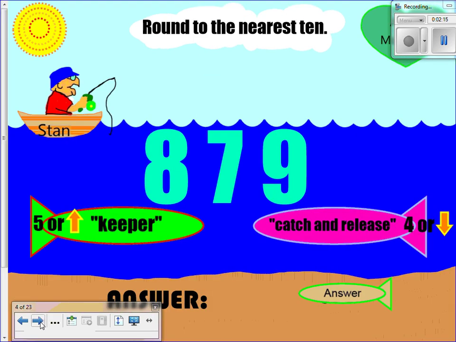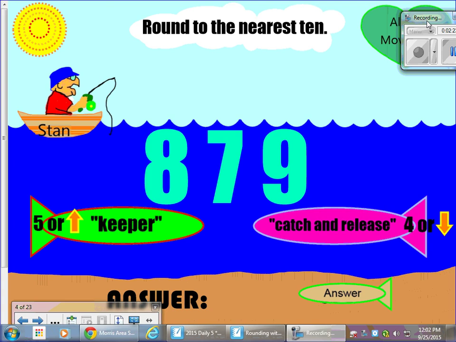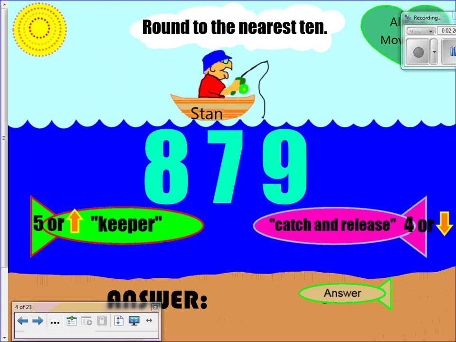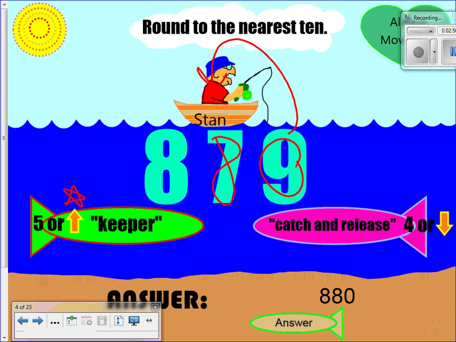Let's take a look at this first one. We want to round to the nearest 10. Always move Stan, so I'm moving Stan to the 10, which is at the 7. Now I have to look to the right of the boat. The right of the boat is a 9. This 9 is bigger than 5, so I'm at a 5 or above. It's a keeper, so I'm going to put a fish in this boat. This becomes an 8, and this becomes a 0. Let's check our work. 880 is my answer.